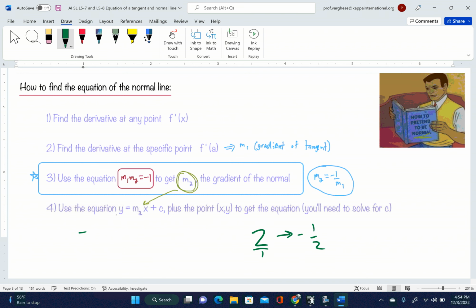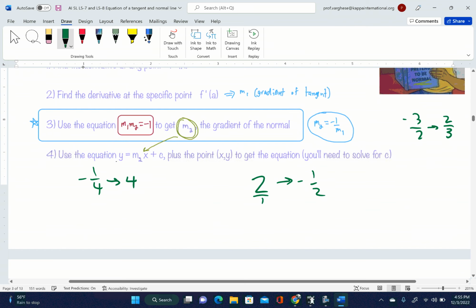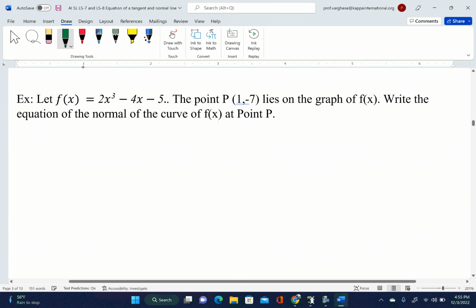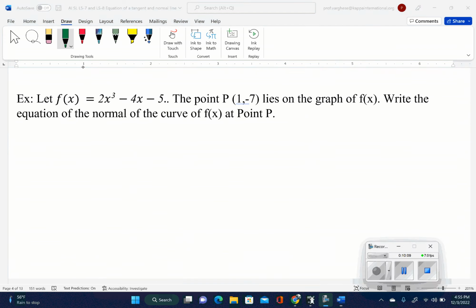The negative reciprocal of -1/4: when we do that, negative negative becomes a positive, and the reciprocal of 4/1 is just going to be 4. The negative reciprocal of -3/2 is going to be +2/3. So that's the third step that we're going to be doing here, and we're still plugging into the function y equals mx plus c, except we're using our negative reciprocal slope instead of our regular slope, okay? So we're going to go ahead and do a question.